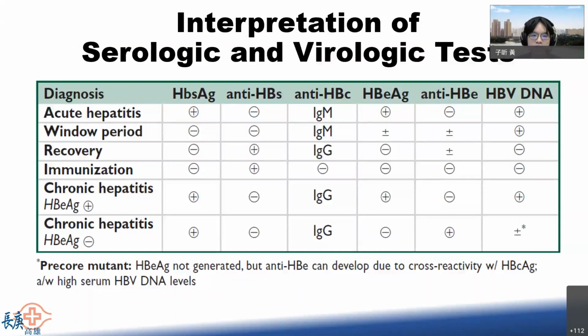So here is another table from the Massachusetts handbook. This is the interpretation of serologic and virologic tests of HBV. And this will tell you if the patient has acute hepatitis, recovery, or chronic hepatitis B. And this reflects the serial markers of S antigen, anti-HBs, core antibody IgM or IgG, E antigen and E antibody, and the HBV DNA.